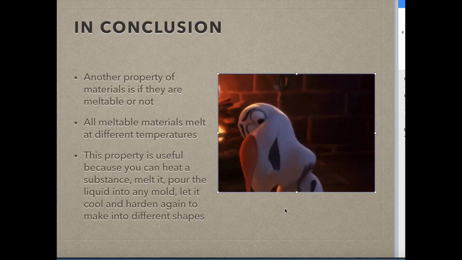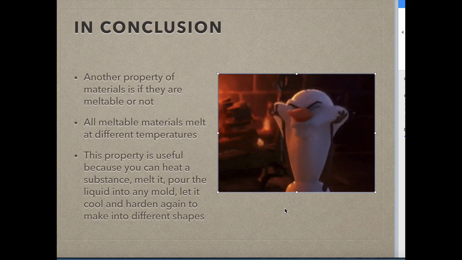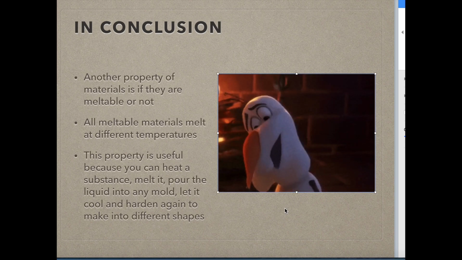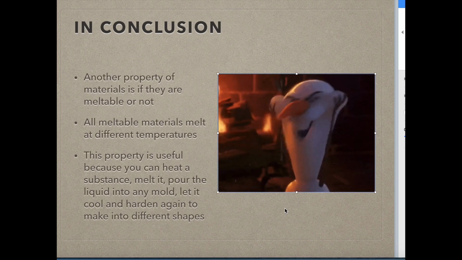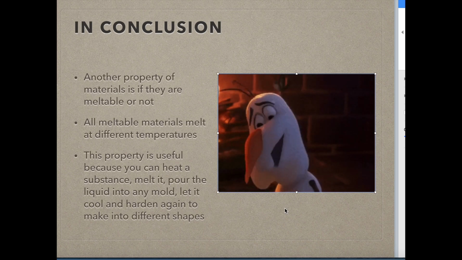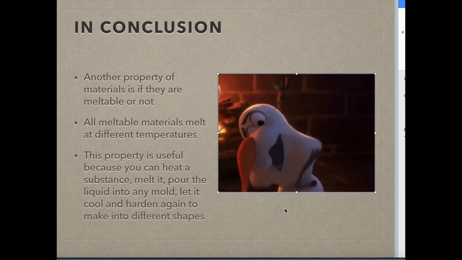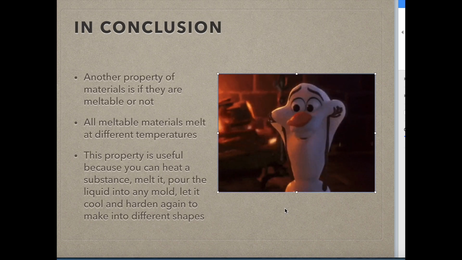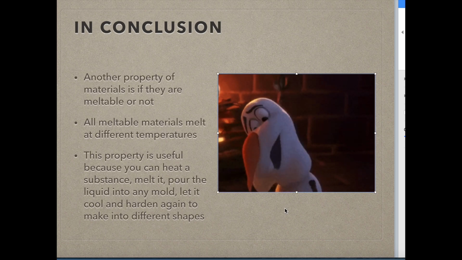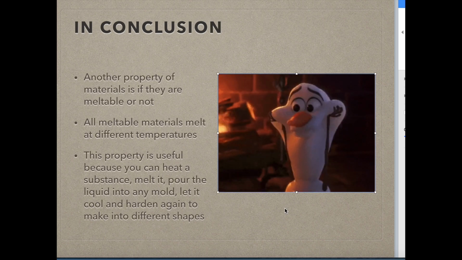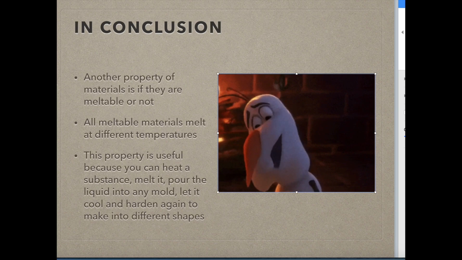So in conclusion, another property we learned about today is if materials are meltable or not. All meltable materials melt at different temperatures. So ice has a much lower melting temperature than something like metal or glass or plastic. This property is useful because you can heat a substance, melt it, pour the liquid into any mold, and let it cool and harden again to make into different shapes.